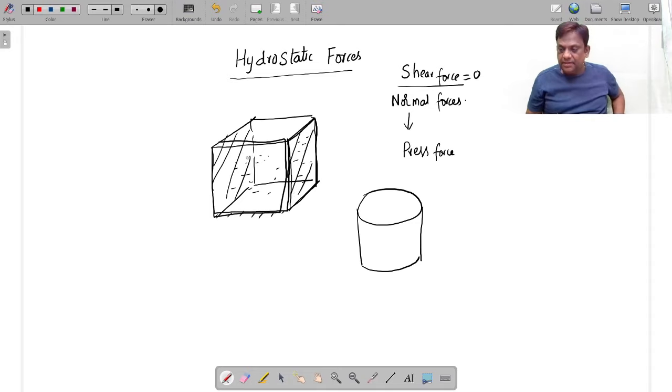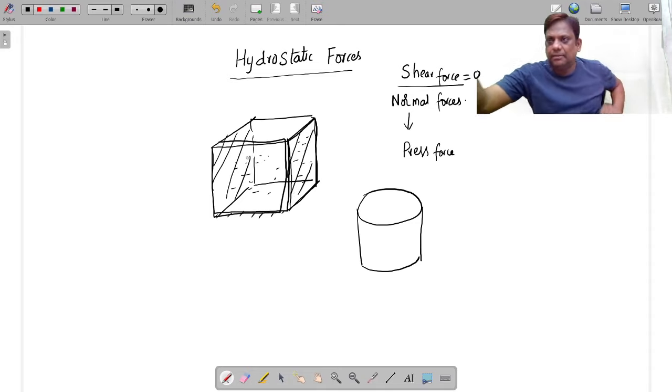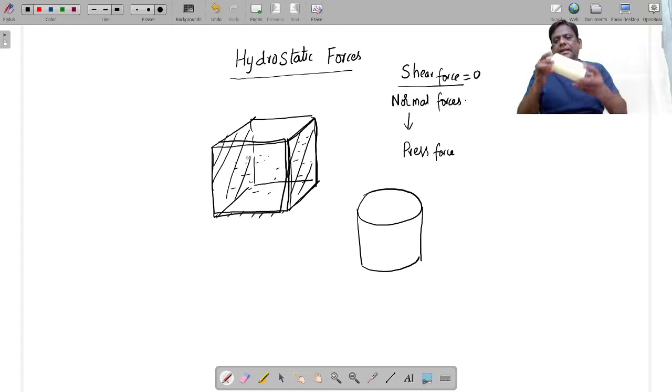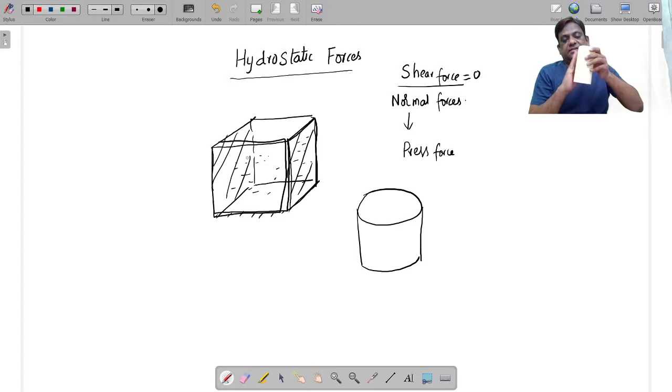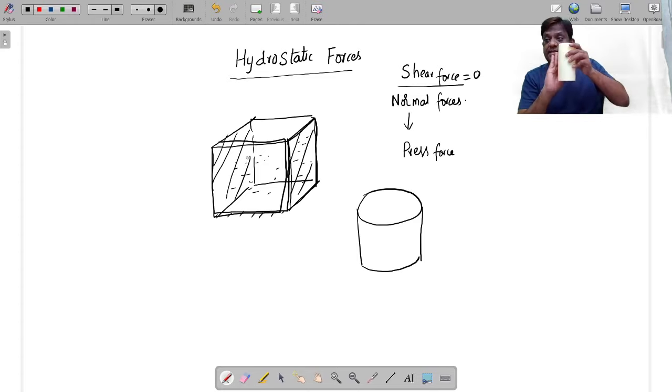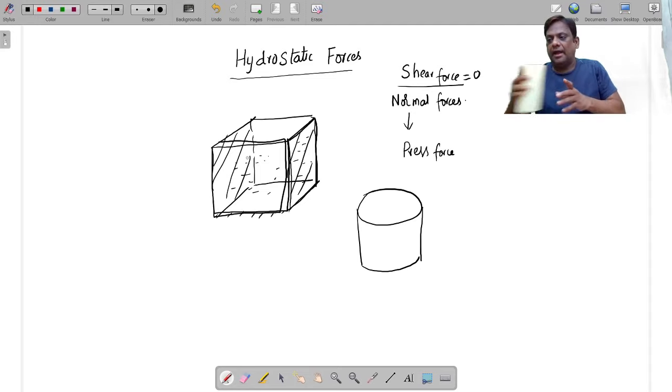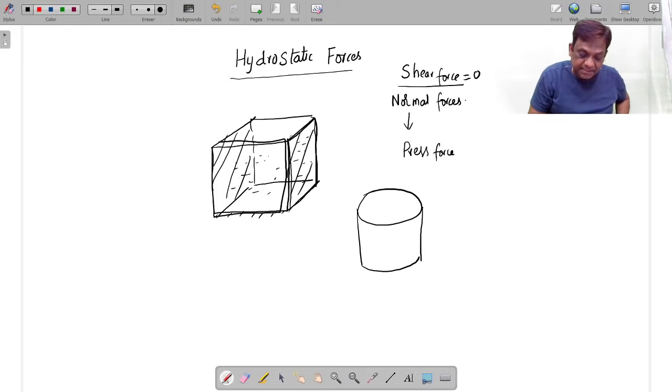See, you take this, you have this. Let us assume that I have filled this with a liquid. So that liquid is exerting force on this surface. It is a curved surface. And if you take this one, it is a plane surface.